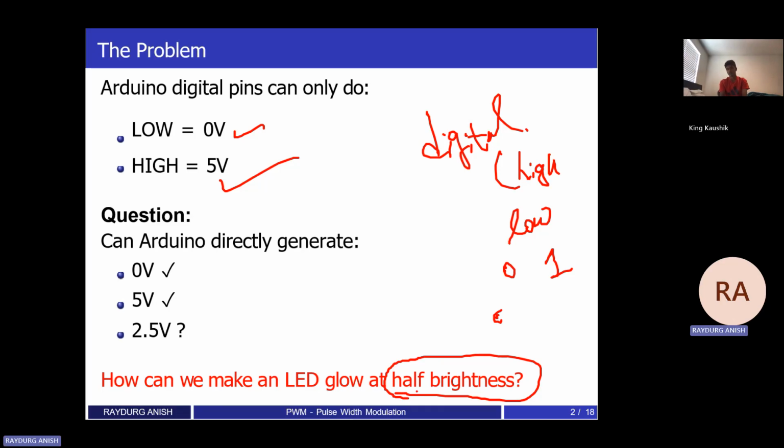In order to give it half brightness, I need to bring down the supplied voltage from 5 volts to, let us say, for example, 2.5 volts. Yes. But Arduino cannot generate 2.5 volts. It has only fixed ports, right? You can see a fixed 3.3 volts or 5 volts. You could use a resistor.